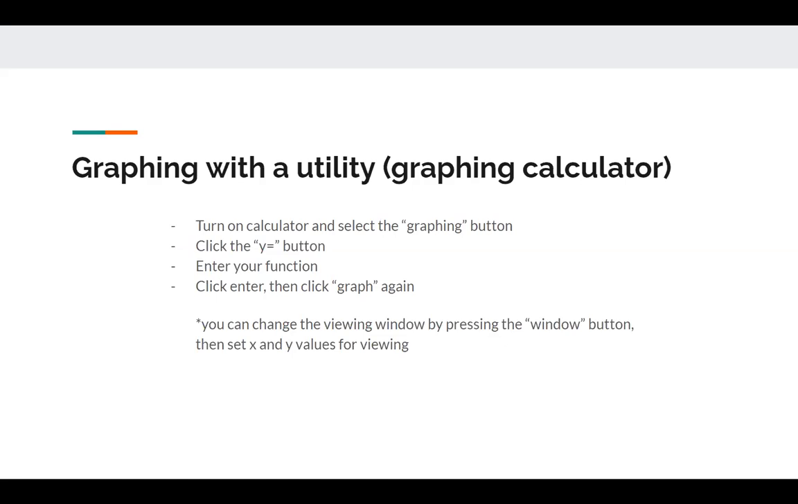If you need to change your viewing window, you can click the window button, 2 from the left, and you can set your minimum and maximum x values for viewing. So let's say it's -20 and 20. I can see from -20 to +20 for x, any points inside of that. And also your y values, same thing.